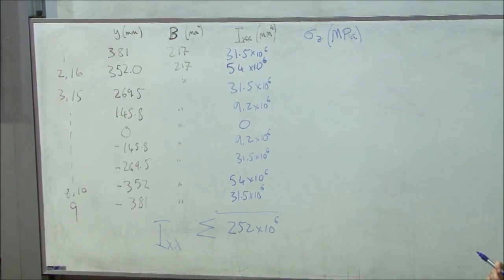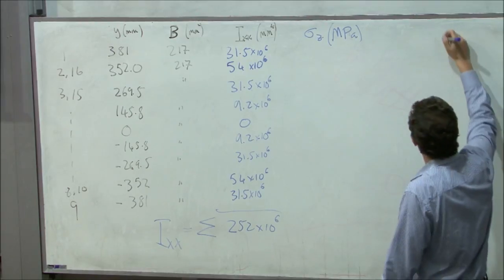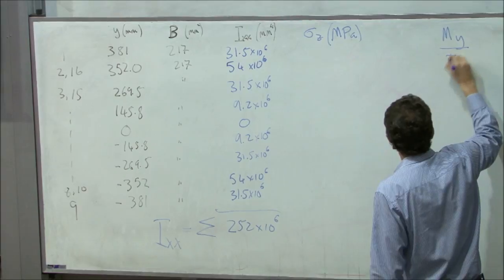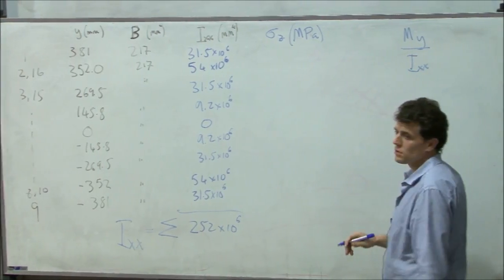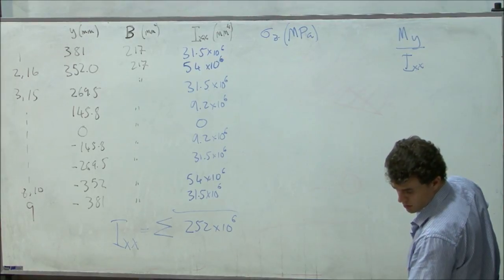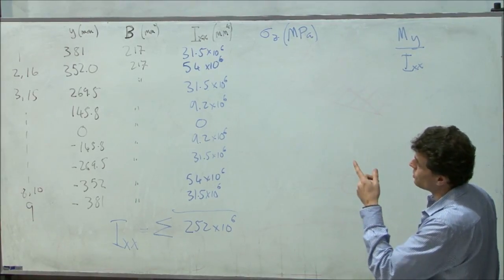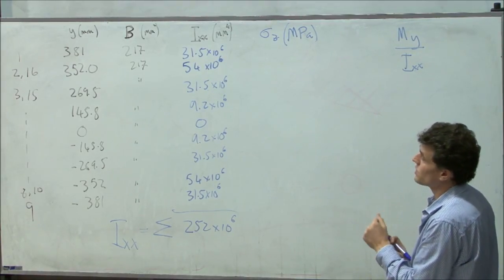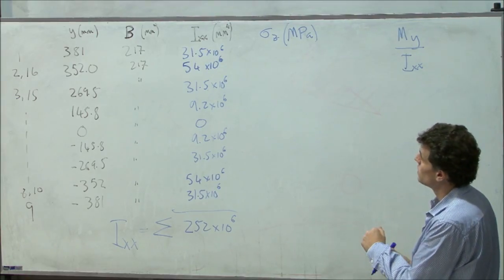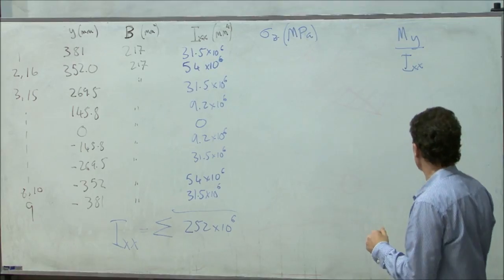So how do we calculate that? Well, we know that the stress is equal to My on IXX. M we've been told is plus 200,000 Newton meters. Okay, so let's get that into units that we can work with.